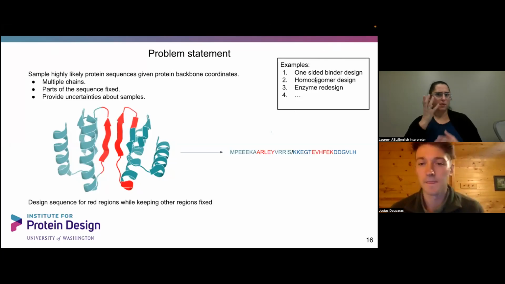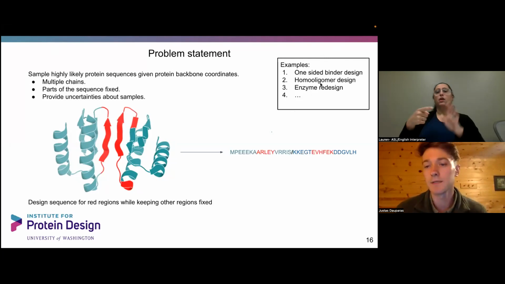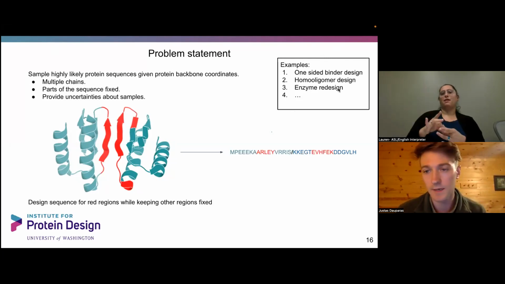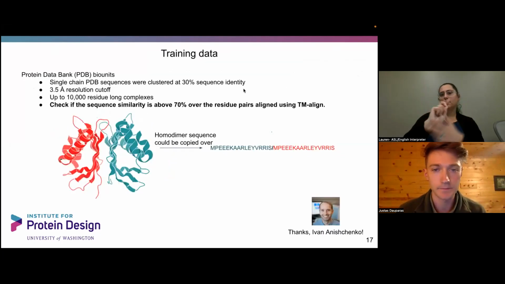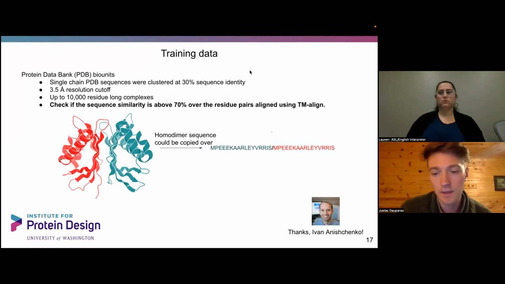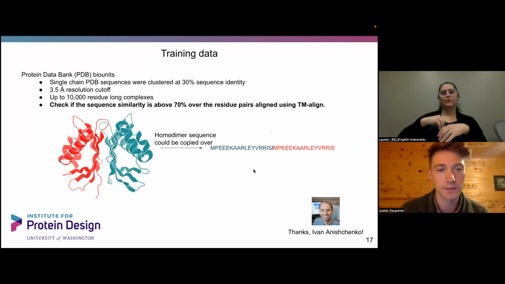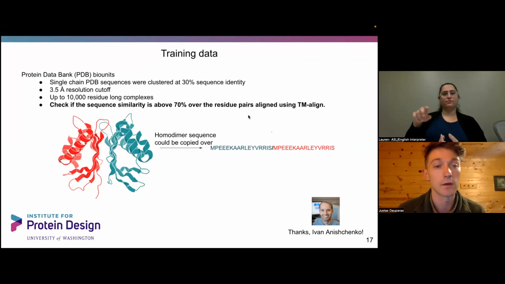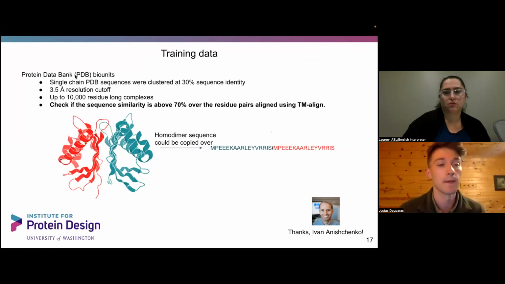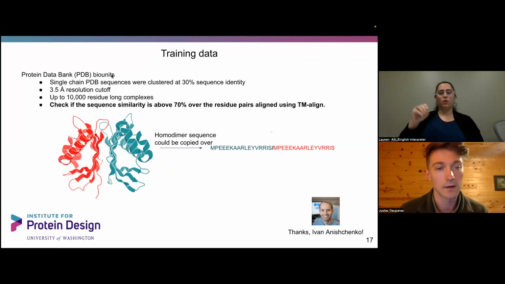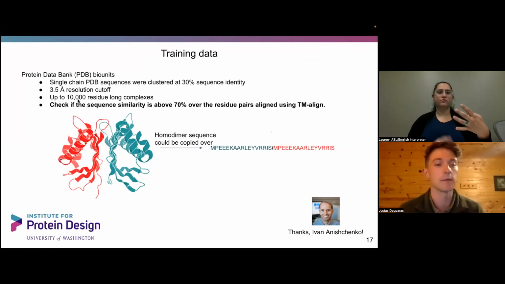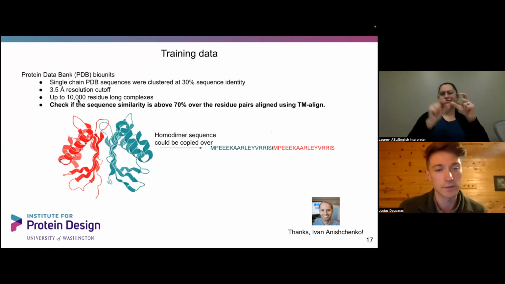So the examples would be one-sided binder design, homo-oligomer design, enzyme design, and so on. The training data was collected by Ivan Anishchenko, so it's similar training data to, I guess, RoseTTAFold, but in this case we're using the PDB biounits. We collect the single chains of the PDB, clustered at 30% sequence identity. We're using a 3.5 angstrom resolution cutoff, and taking the complexes that are smaller than 10,000 residues.